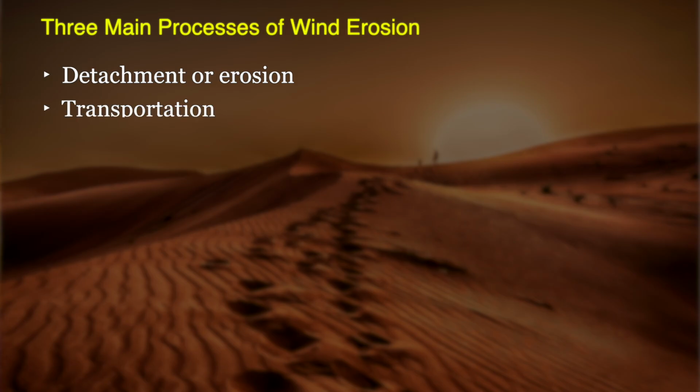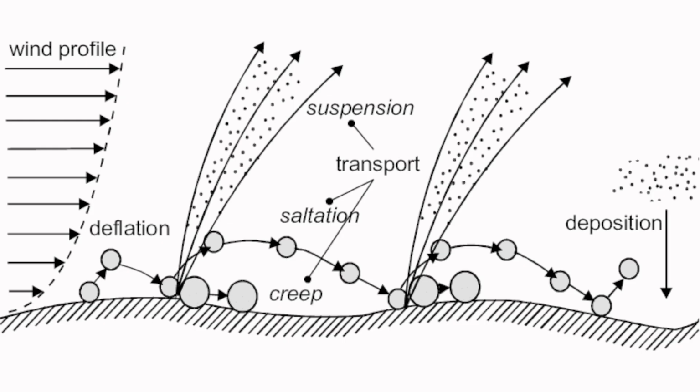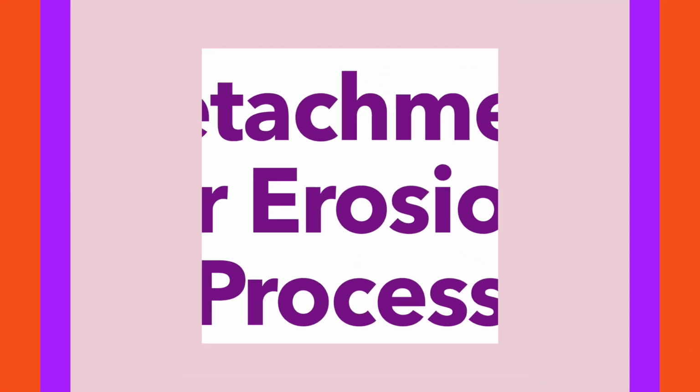Wind erosion is a multi-stage process involving detachment or erosion, transportation and deposition. Each stage plays a crucial role in erosion, relocation and accumulation of particles, especially in arid and semi-arid environments.